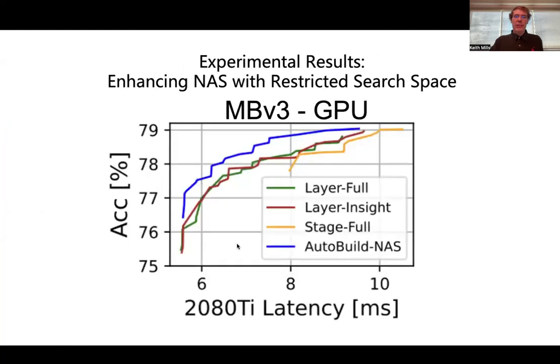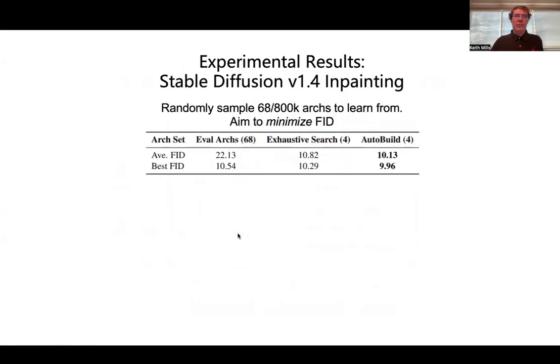In terms of results, we use AutoBuild to augment neural architecture search by restricting the size of the search space. And on MobileNet version 3, we have an accuracy, latency Pareto frontier here. We're able to achieve better performance than the 3 baseline methods we consider. There are further results in the paper, not just for GPU latency, but for different devices and search spaces as well. However, a more interesting result is on Stable Diffusion for in-painting.